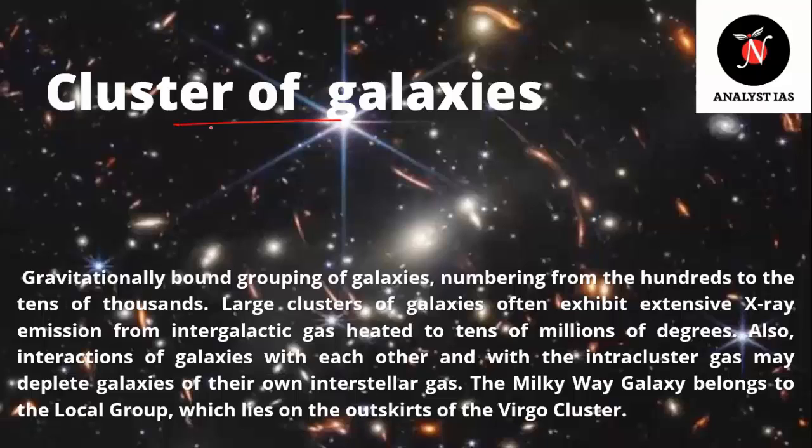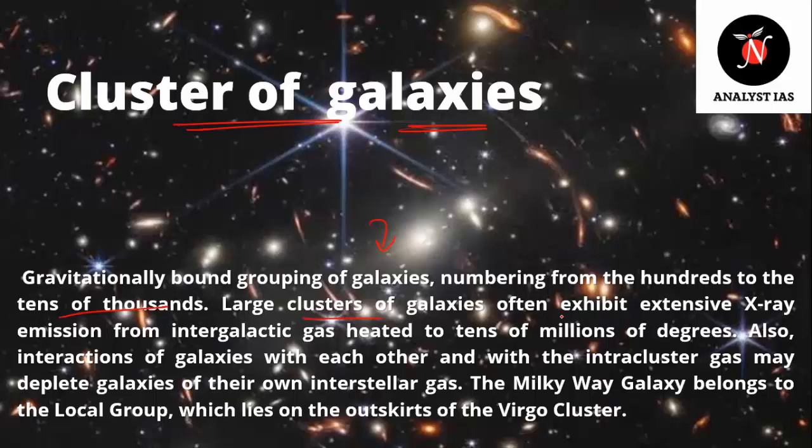Now let's talk about clusters of galaxies. A cluster is a gravitationally bound grouping of galaxies, numbering from 100 to tens of thousands. How are clusters of galaxies formed? If the galaxies are at a certain distance from each other wherein the gravitational force can work, they attract each other, and that's why they stay together, ultimately forming a cluster.